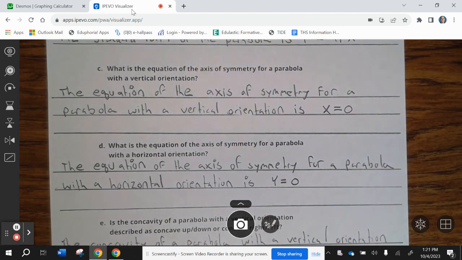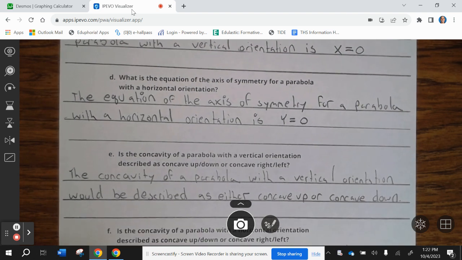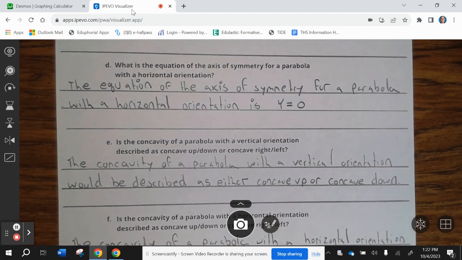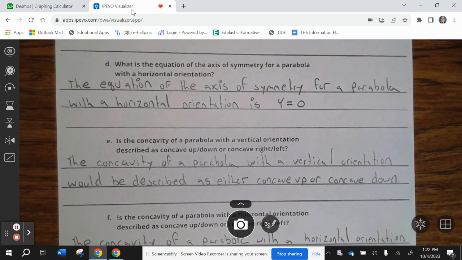What is the equation of the axis of symmetry for a parabola with a vertical orientation? The equation of the axis of symmetry for a parabola with a vertical orientation is x equals 0. What is the equation of the axis of symmetry for a parabola with a horizontal orientation? The equation of the axis of symmetry for a parabola with a horizontal orientation is y equals 0.